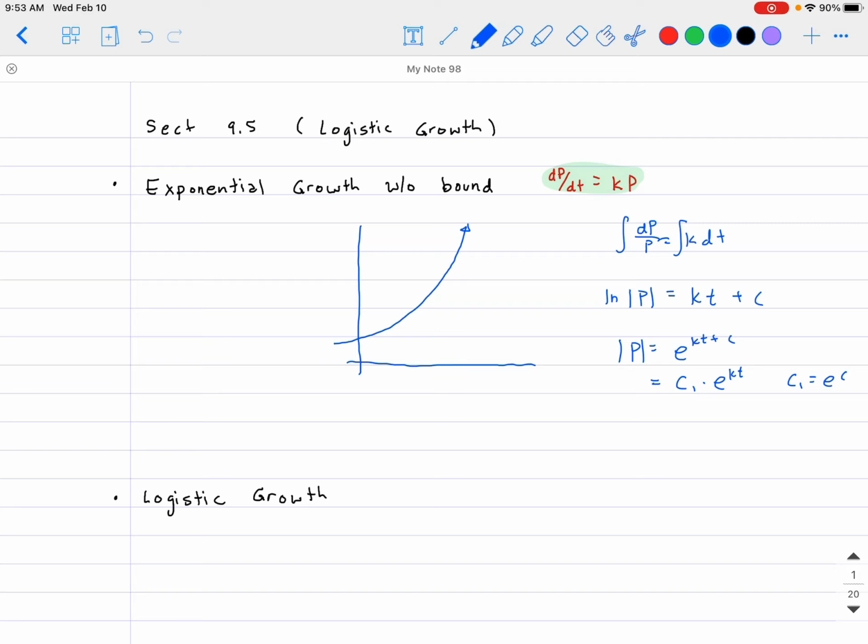And since P represents population, we can just get rid of the absolute value. And you can see now the result is that we do have an exponential equation. So that's how we can derive it using calculus.